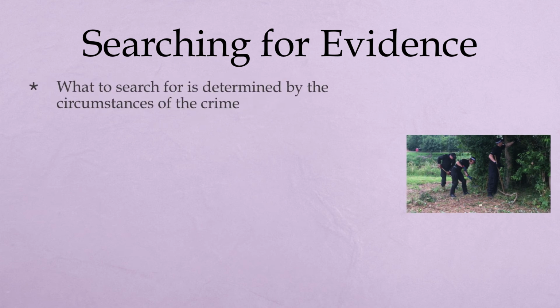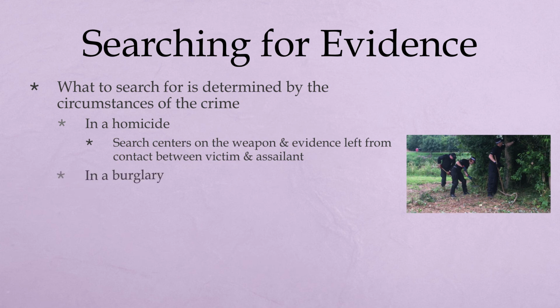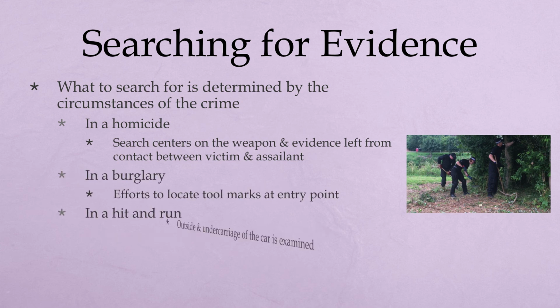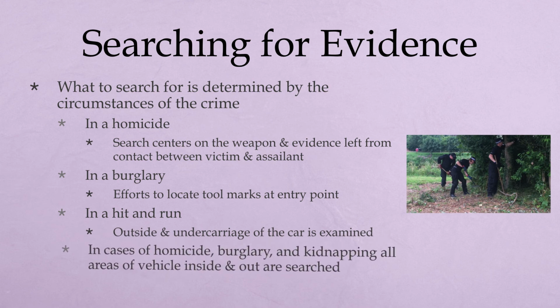With searching for evidence, what to search for is actually going to be determined by the circumstances of the crime. So for instance, if we're looking at a homicide, the search typically centers around the weapon or evidence left from any contact between the victim and the assailant. In a burglary, the efforts are typically located to the tool marks at the entry point to see what they used to get in.